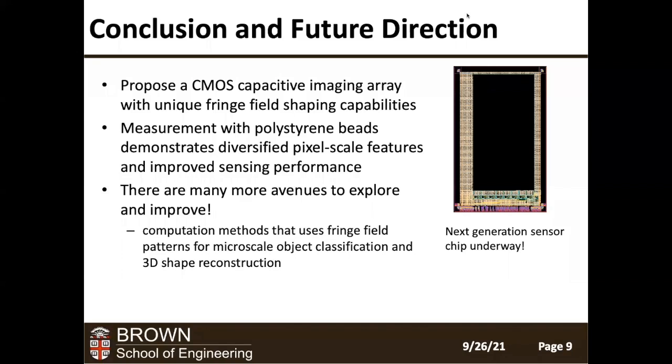In conclusion, we propose a CMOS capacitive sensing array with unique fringe field shaping capabilities, and we use polystyrene beads to demonstrate the diversified pixel scale features and improved sensing performance. Of course, there are many ways to explore and improve. One of the directions is to use the fringe field patterns for microscale object classification and 3D shape reconstruction, and our next sensing chip is underway.